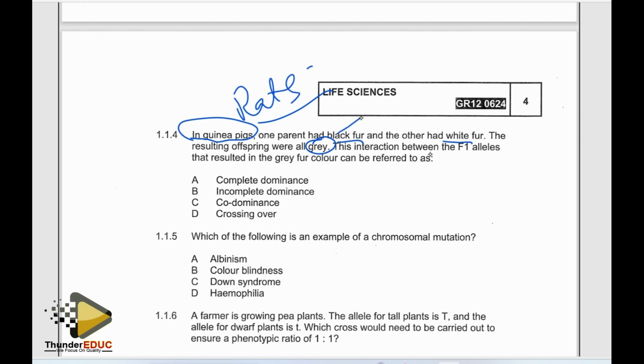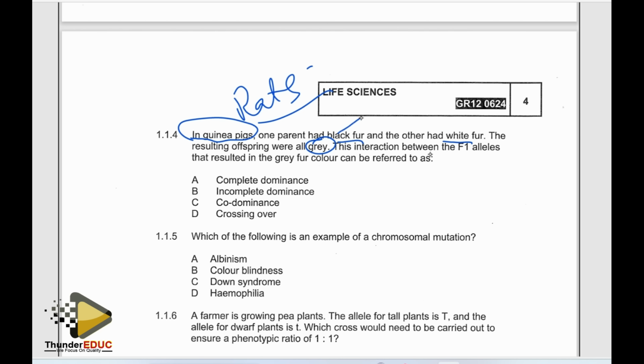So they're saying that the interaction between the F1 alleles resulted in gray, which can be referred to as incomplete dominance. So B becomes the most correct answer. Then we go to the next question. They're saying, which one of the following is an example of a chromosomal mutation? When we talk about mutation, based on our level, we have two types of mutation. We have what we call chromosomal mutation. We have what we call gene mutation.